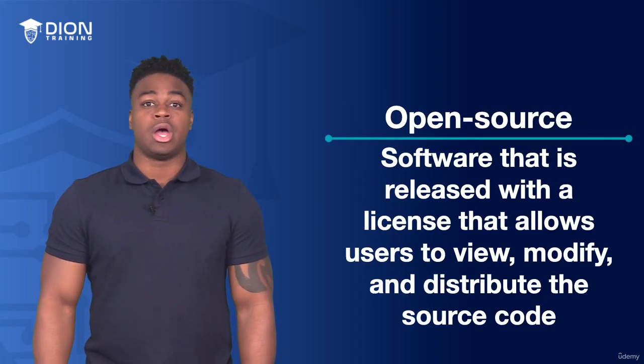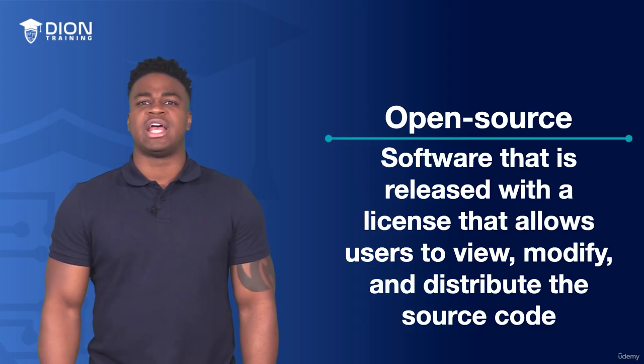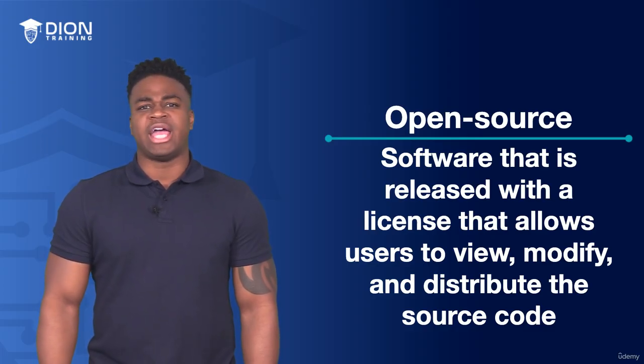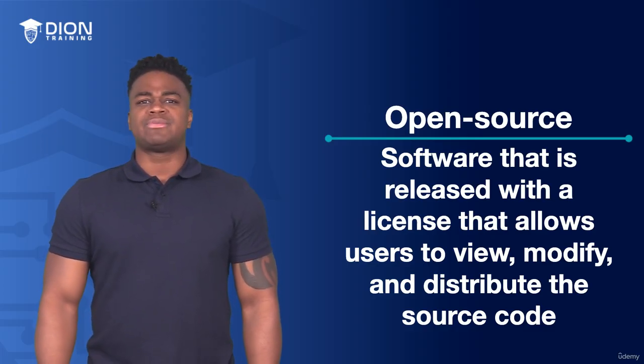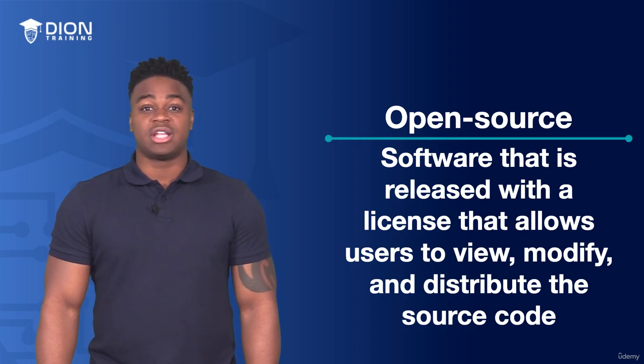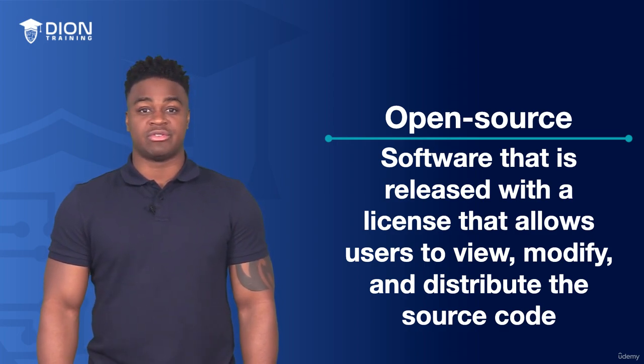Open source software is software that is released with a license that allows users to view, modify, and distribute the source code. This means that users can access and modify the underlying code that runs the cloud-based servers and services, and can also be used to build and deploy their own custom solutions.